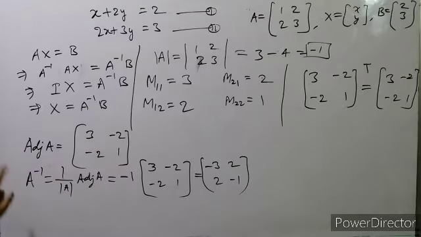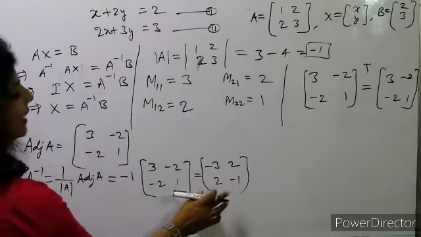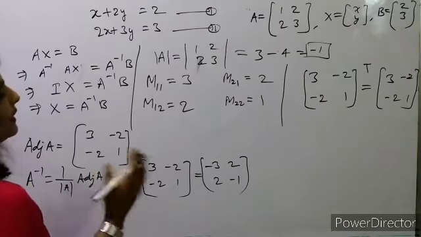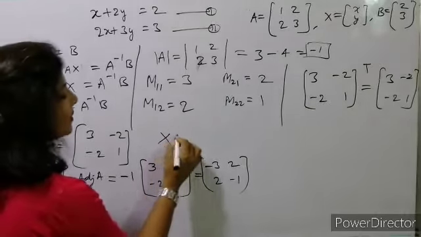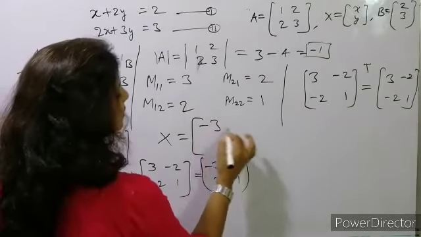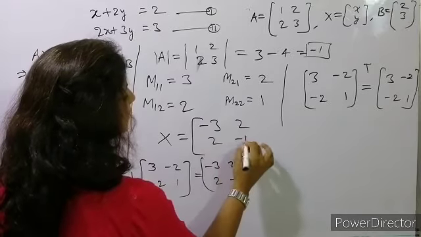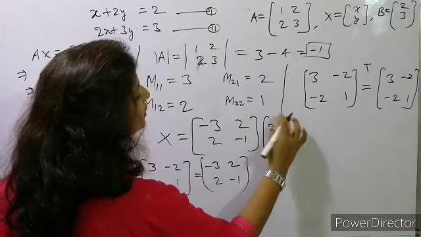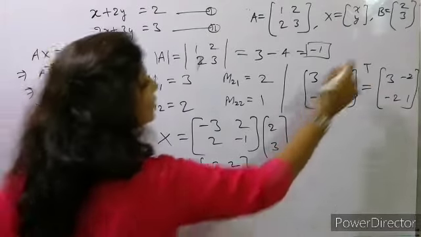Now we have to multiply this A inverse into B, so we'll get the value of X. So X will be equal to A inverse into B. So A inverse is [-3 2; 2 -1] into B. What is the value of B? [2; 3]. This is B.